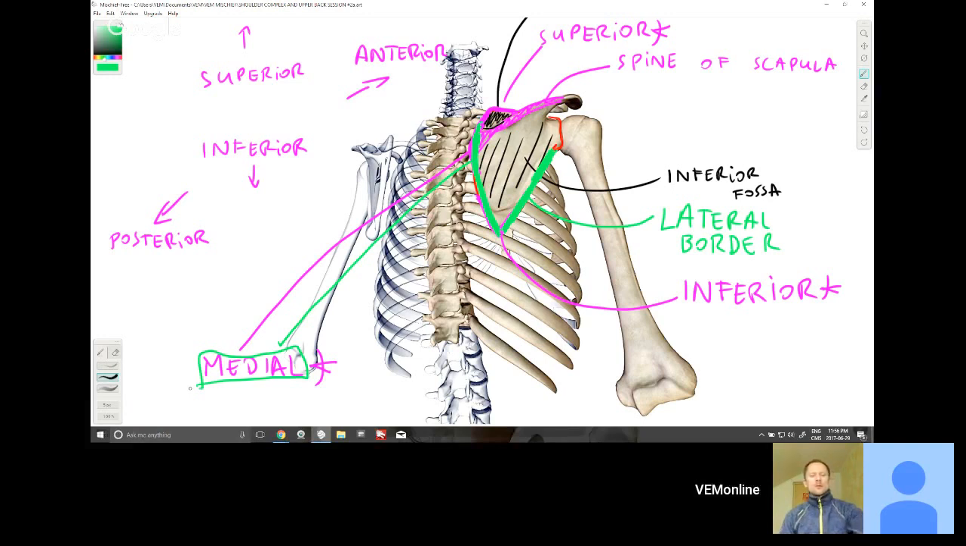So we'll do a quick review on the rhomboids. So where did the rhomboids attach? They did attach on the spinous process. Let's use a different color. Spinous processes of the spine, and basically medial border, right? Medial border of the scapula. So that's where the rhomboids are. They occupy this space. Rhomboid muscles. There was rhomboid minor, rhomboid major.